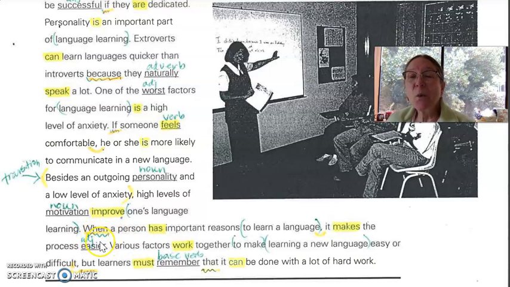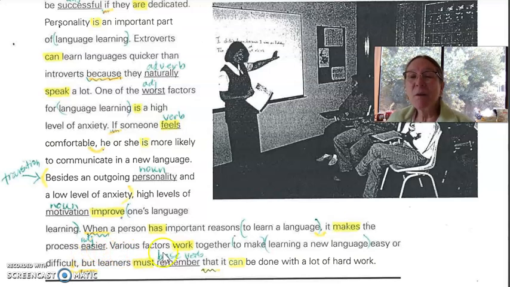Here's a joining word. When a person has important reasons to learn a language, it makes the process easier. When is the joining word. It's at the beginning. So what do you need between the clauses? Yeah, you're right, a comma. And it is the subject, makes is the verb, easier is an adjective, comparing.